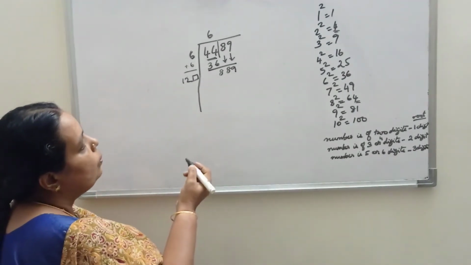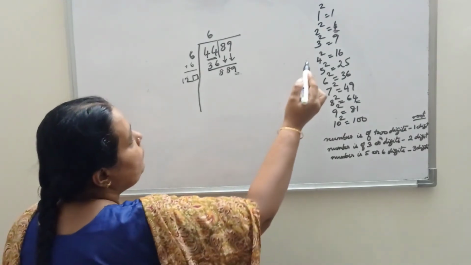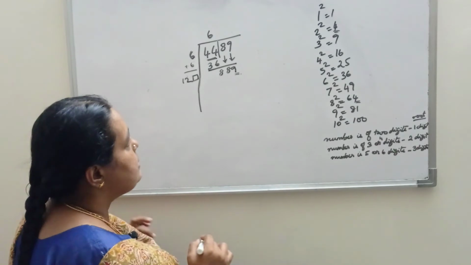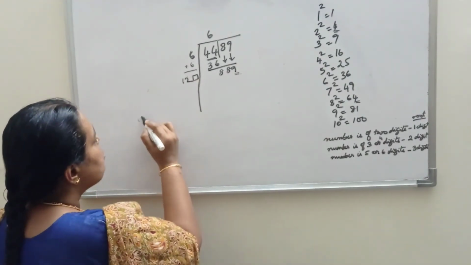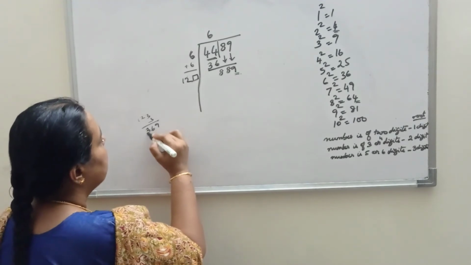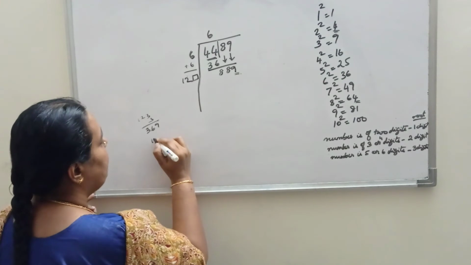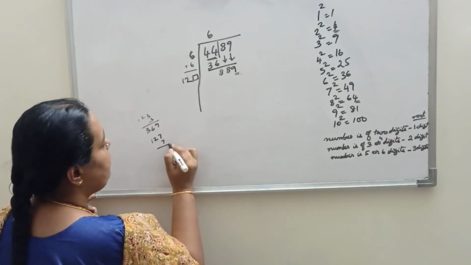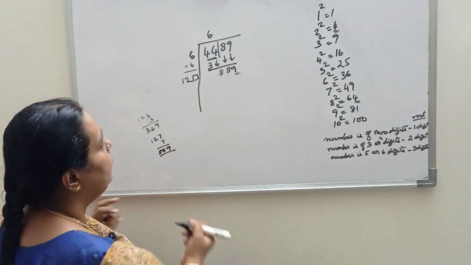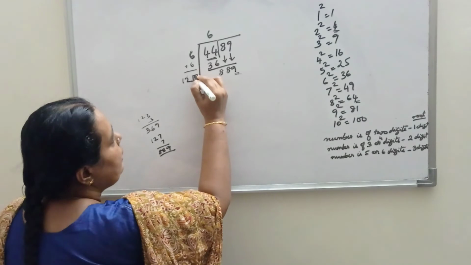Okay, so the number ends in 9, so either it will be 3 or it will be 7. If we write 123 into 3, it will be 369. So you have to try the next number, that is 7. 127 into 7 will be 889. So the deciding number is 7 here.